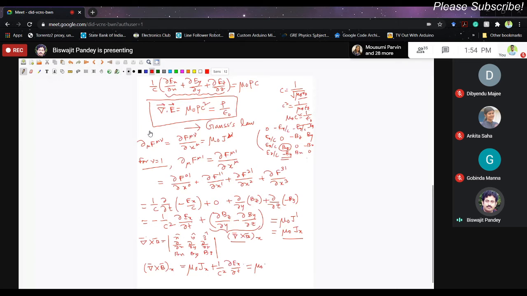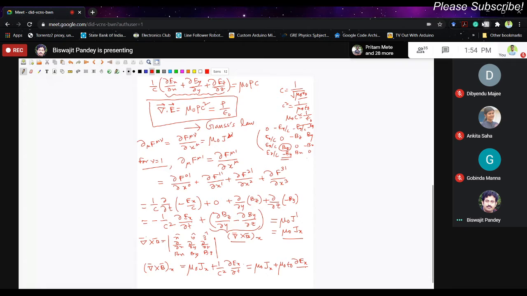So I can write mu 0 times jx plus mu naught epsilon naught del Ex del t, right? So this is the equation for nu equal to 1. So we have another two values for nu, that is 2 and 3. We shall do the calculation for them as well. I can write down the final result straight away, but let us do it, for the sake of completeness. It's trivial, it's not difficult. So let us do it.